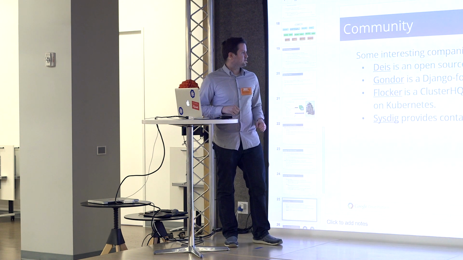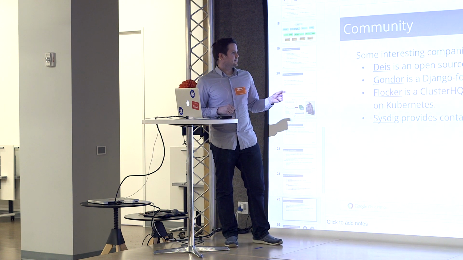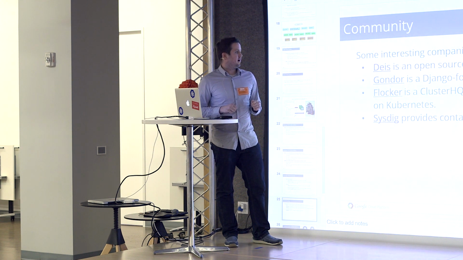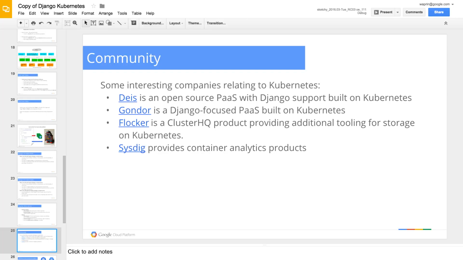So these are some companies I'm just going to give shout outs to. Deis, I went to a talk by them earlier this year. They are using Kubernetes to build an open source platform as a service. They're all open source, so if you want to check it out, it's a Heroku inspired PaaS. So if you want to check out an open source Heroku built on top of Kubernetes, there you go. Gondor is a PaaS that's all Django focused. They just announced they're on Kubernetes.